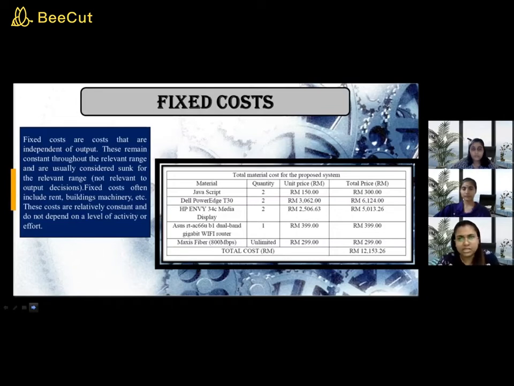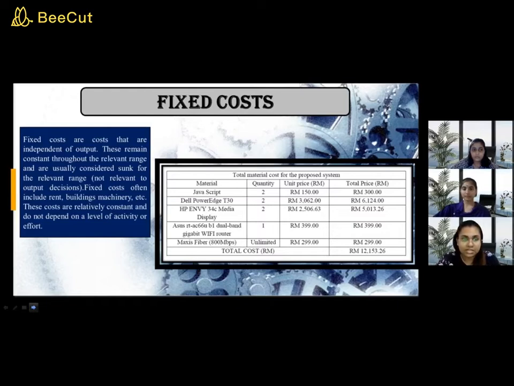Total material cost for the proposed system. Quantity for JavaScript is 2, unit price is 150 ringgit, and total price is 300 ringgit. Quantity for Dell PowerEdge T30 is 2, unit price is 3,062 ringgit, and total price will be 6,124 ringgit. Quantity for HP NV34C media display is 2, and unit price is 2,506 ringgit 63 cent. The total price will be 5,013 ringgit and 26 cent.